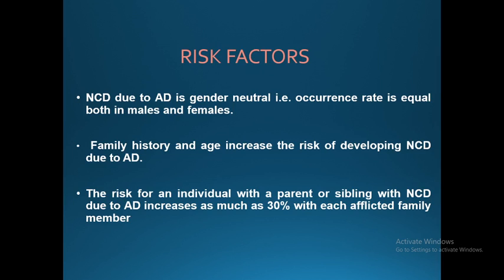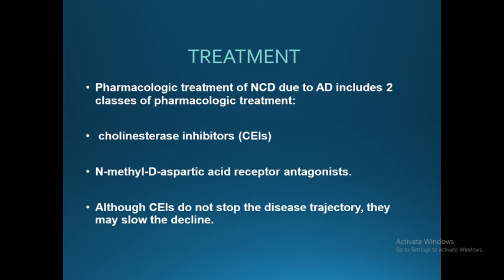The risk for an individual with a parent or sibling with NCD due to AD increases as much as 30% with each affected family member. Now let's say we have someone in our family who is suffering from this condition, maybe a parent or maybe a sibling. Then that means we have a 30% increased chance of getting this disease, right?